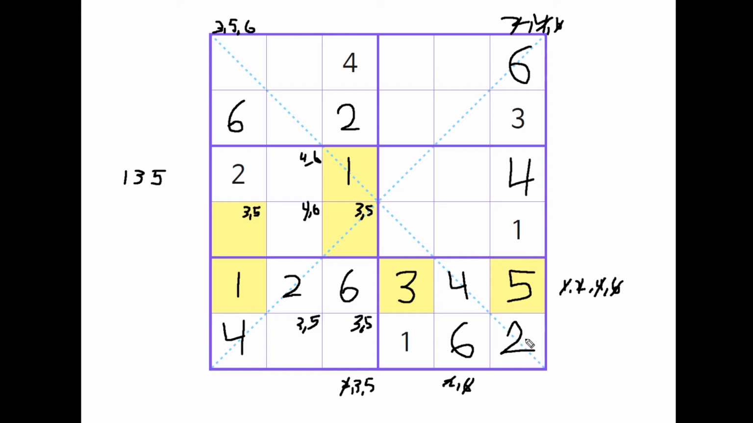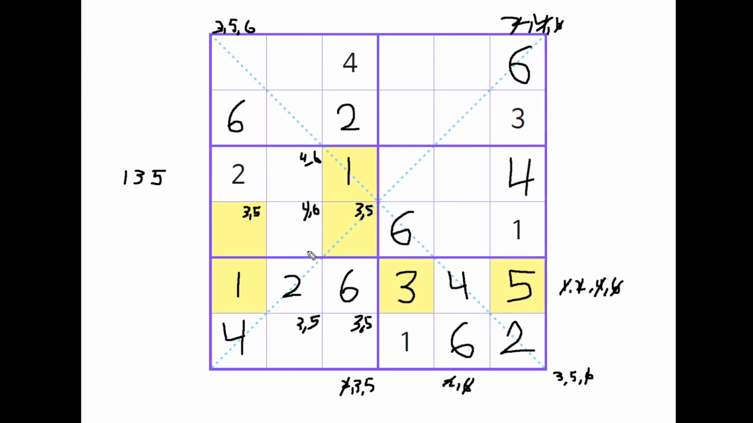And now, since we've just filled in one cell along this diagonal, we have a better idea of the remaining numbers along that diagonal. We're missing the numbers 3, 5, and 6 along this diagonal. But the number 6 cannot be placed in this cell or this cell. So the number 6 must be placed here.